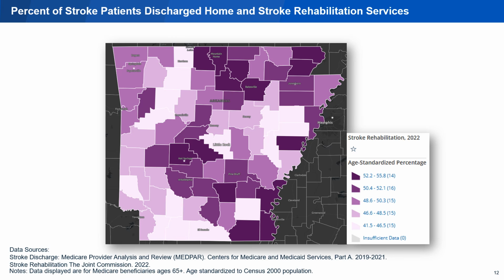Stroke patients may need stroke rehabilitation to support their recovery. This map shows the percent of stroke patients discharged home, along with hospitals offering stroke rehabilitation. This could be useful in determining where interventions may be helpful. In this example, we can see that one of the hospitals offering stroke rehabilitation in this state is doing so in a county with a high percentage of patients discharged home.